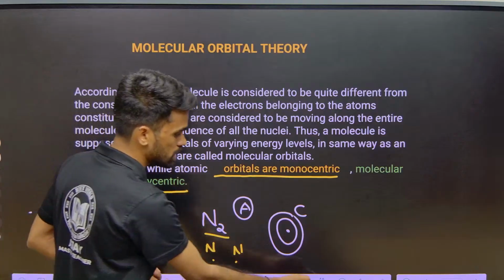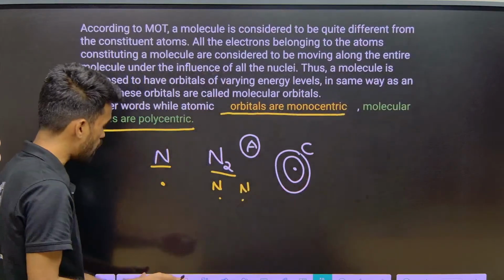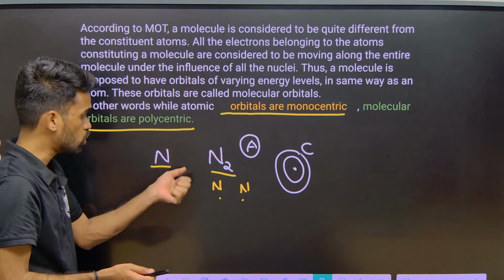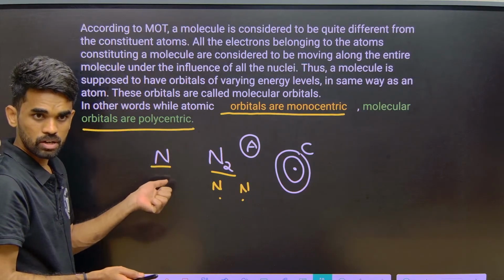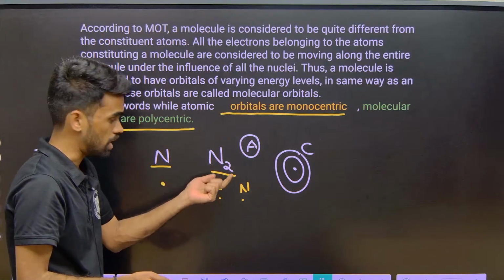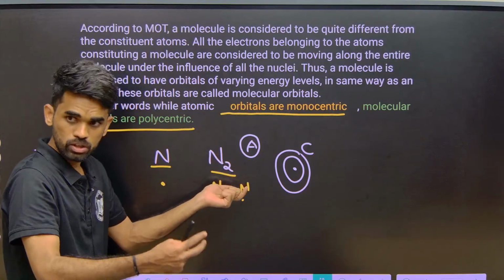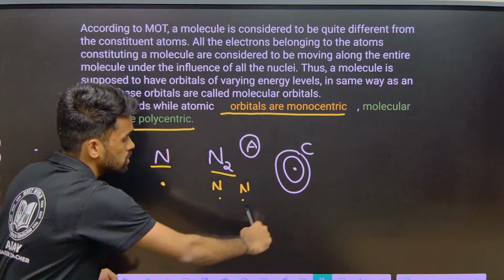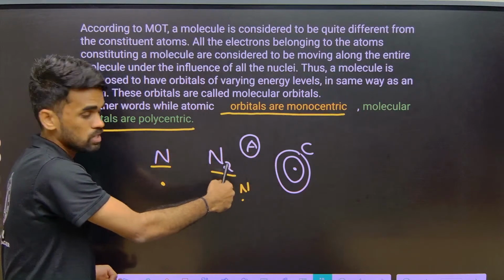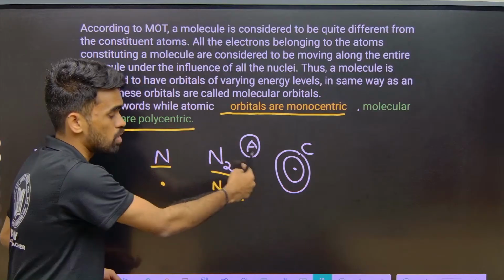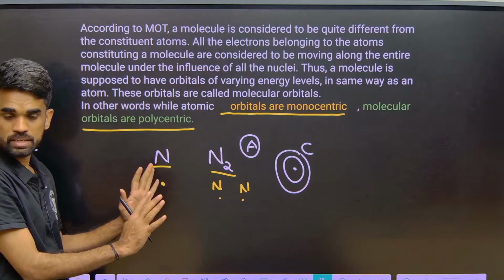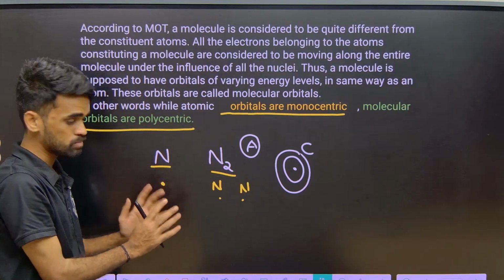What is this monocentric, polycentric? Look here, how many centers do we have? In atoms we have only one center around which electrons are revolving. Here the molecule has either two or more than two nuclei around which the electrons are revolving. So can I say molecular orbitals or molecules are polycentric, and atomic orbitals are monocentric? Okay, clear with these basic terms?